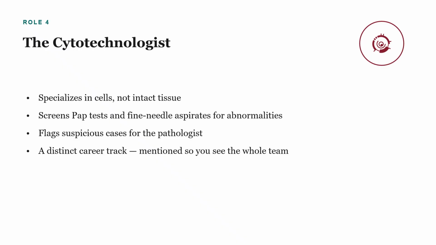I'm including it here so that you can see the whole team and understand how the pieces fit, even though this course centers on tissue rather than cytology. If you think back to the subspecialties from Lecture 1.1, the cytotechnologist is the person doing the frontline screening work in cytopathology. So now that we've met all four roles individually, let's put them back together and see how they connect. Because a specimen doesn't belong to just one of them. It usually passes through several hands, and that creates a chain of responsibility.